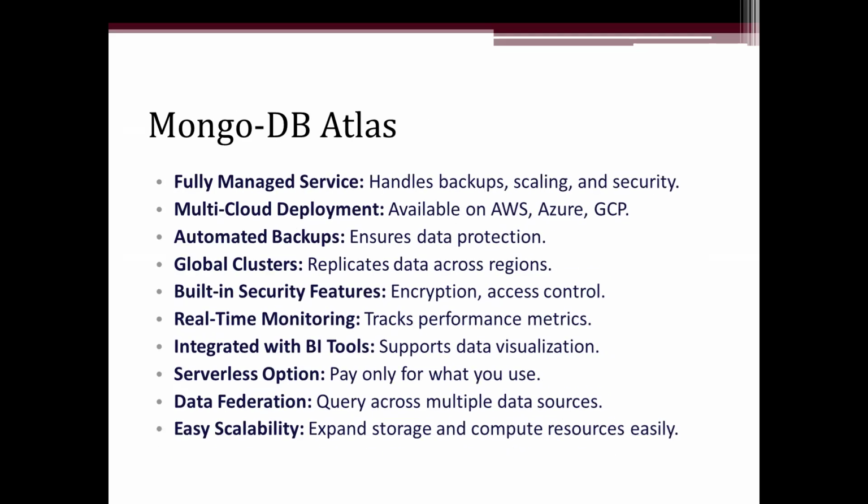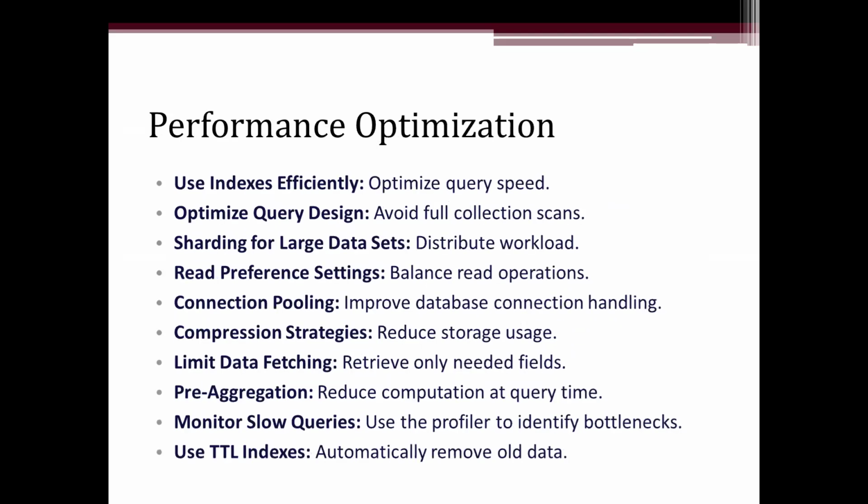MongoDB Atlas is a fully managed service that handles backup, scaling, and security. It is a multi-cloud deployment model which is available in AWS, Azure, and GCP as well. It has automated backups which ensure data protection and global clusters that replicate data across different regions. It has built-in security features like encryption, access control, and even real-time monitoring. It has a serverless option, so you only pay for what you use, and that's efficient for smaller businesses. It has easy scalability and data federation for querying across multiple data sources.